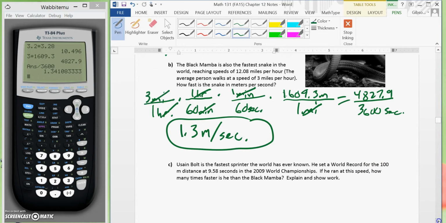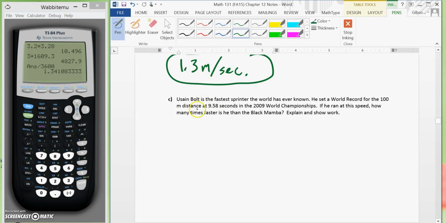Now, we scroll to C. It says Usain Bolt is the fastest sprinter the world has ever known. He set a world record for 100 meters distance at 9.58 seconds in the 2009 World Championships. If he ran at this speed, how many times faster is he than the Black Mamba? Okay, so now he ran 100 meters in 9.58 seconds.